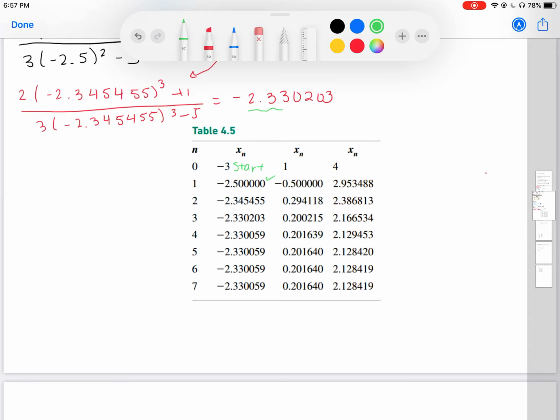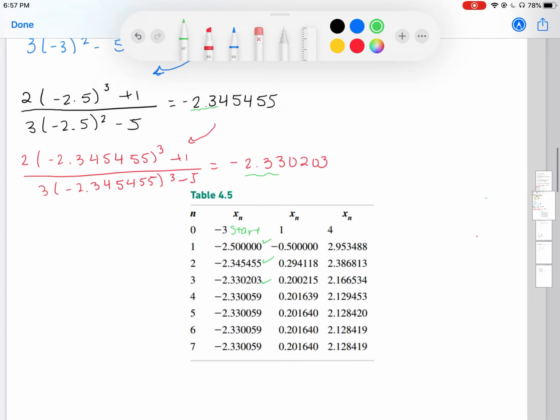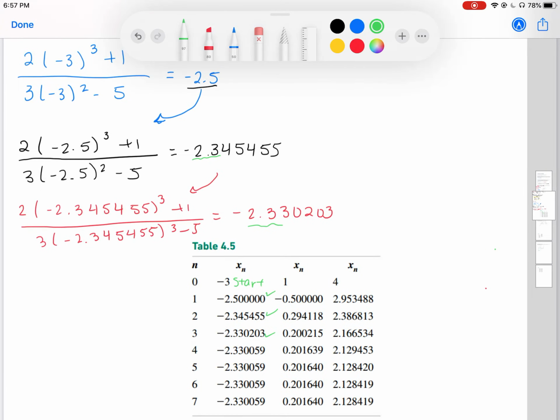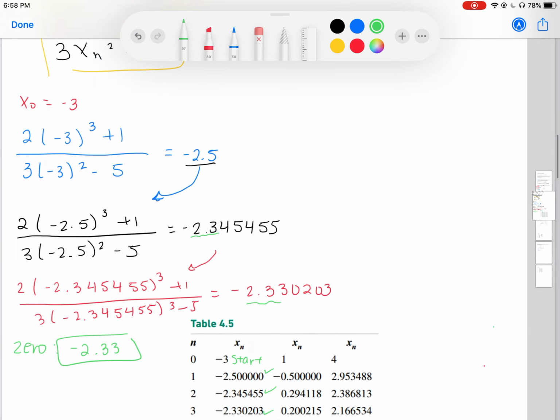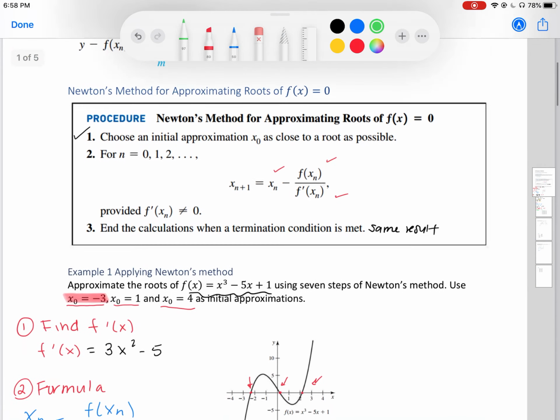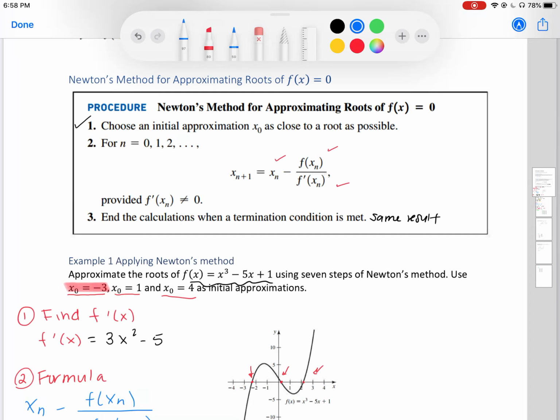This was our first answer, our third answer, our fourth answer, and if we continue, we're going to get closer and closer answers. So we can say that the first zero is negative 2.33059. That's that first zero. Now it wants us to repeat the same process with 1, 4, 1, and 4.